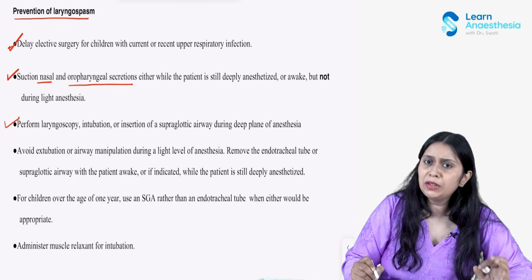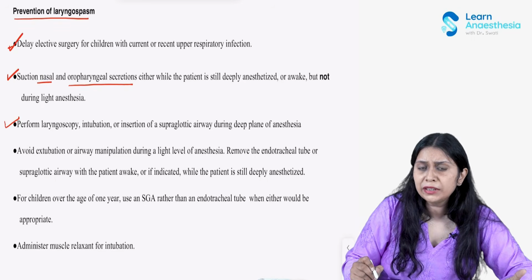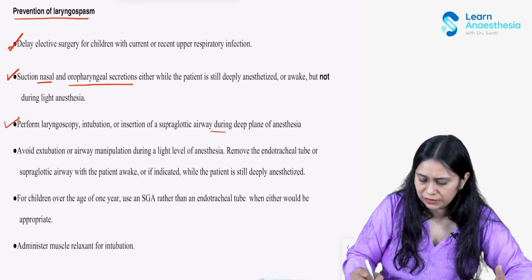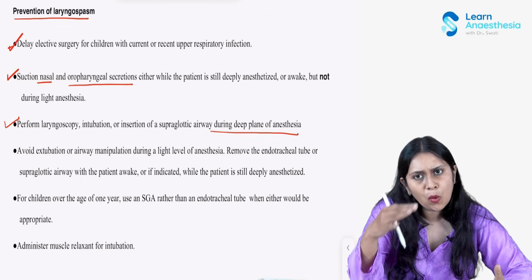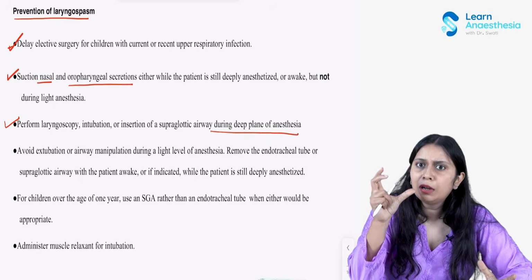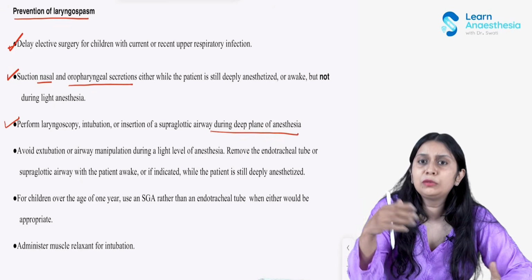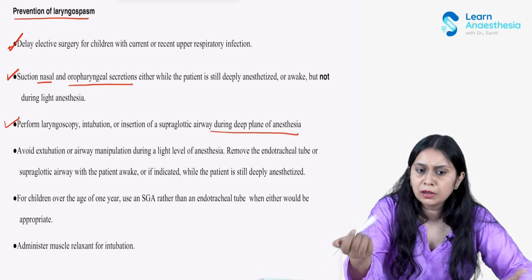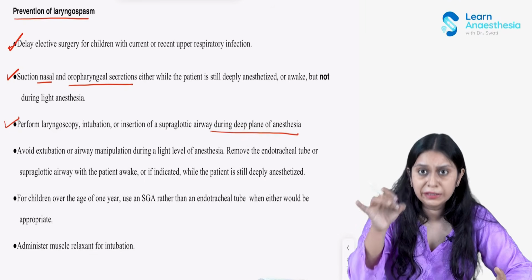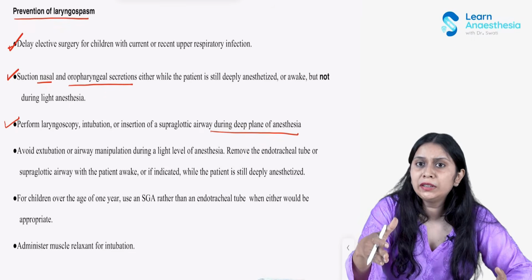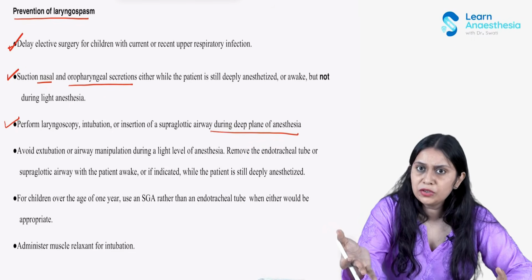Perform laryngoscopy, intubation, or insertion of a supraglottic airway device in the deeper plane, always in the deeper plane. See, a supraglottic airway device requires a lighter plane to be tolerated by the patient. But during insertion, the depth should be deep. Otherwise, it is one of the reasons why the patient can go into laryngospasm.